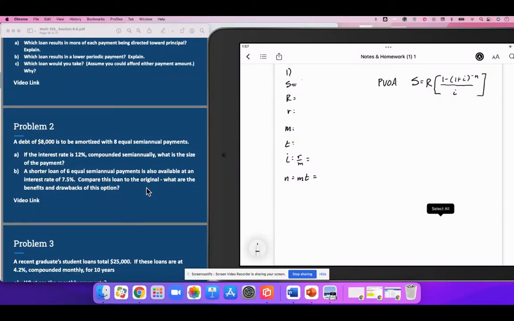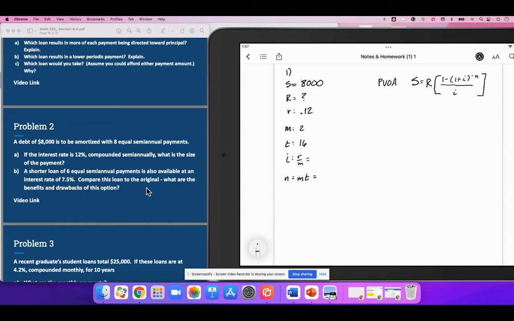Number 2, a debt of $8,000 is to be amortized with 8 equal semi-annual payments. So that's going to be a total of 16 years. If the interest rate is 12% compounded semi-annually, what is the size of the payment? And so we've got a debt of $8,000. We don't know the size of the payment.